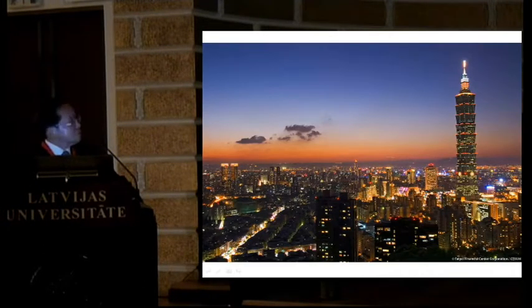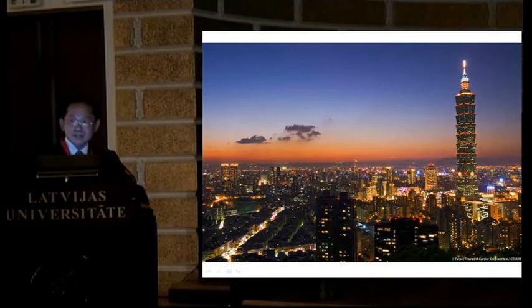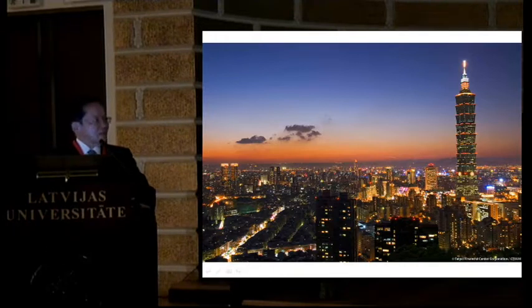And as you probably know, this is called the 101 building. It used to be the tallest building in the world, but not anymore. Now probably the second or third tallest. And our campus is a 10 minute walking distance from 101. Actually, it's in downtown Taipei. And I hope we can see you in Taipei, and hope our paths will cross again. Thank you very much.